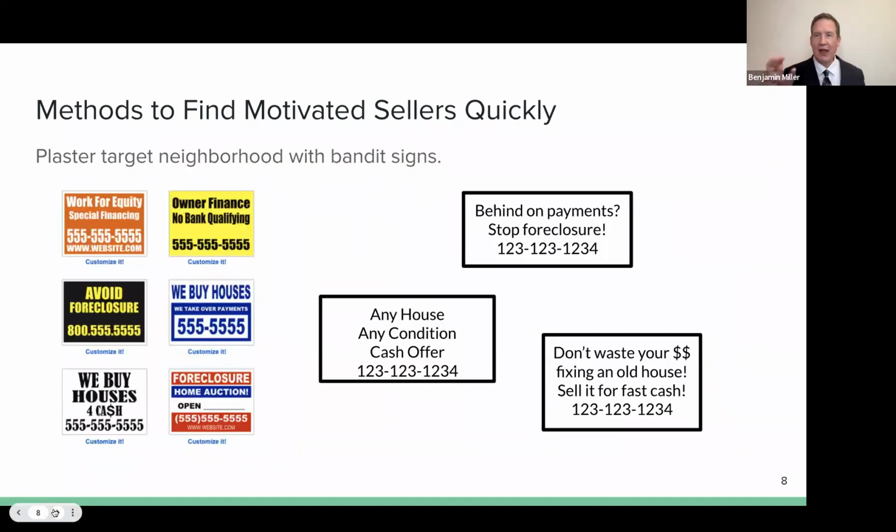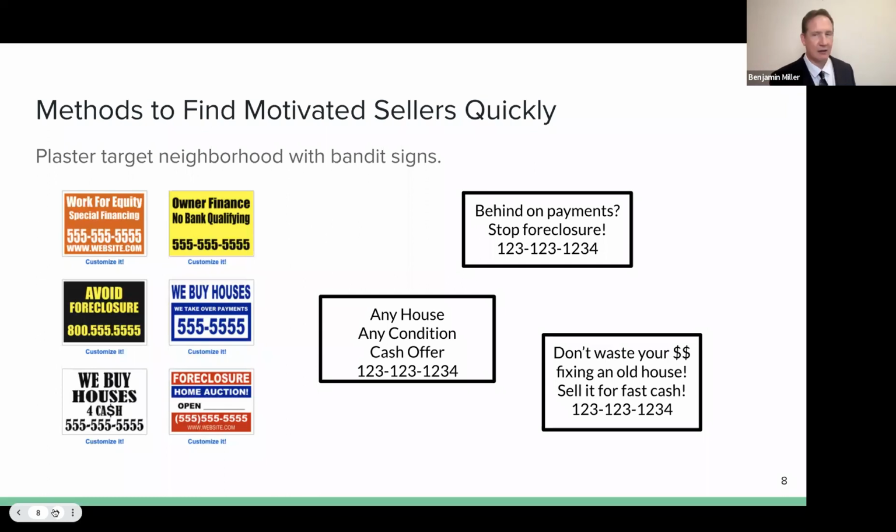Another example is you can put advertisements out. You can go make some signs. It's very inexpensive to put signs together. You just write a message, and then put these messages out. You can put them out anywhere. Of course, you're just trying to get leads coming in. So you could say any house or any flat, any condition, cash offer, behind on payments, stopped foreclosure. These sorts of messages you put out there with regular advertising.